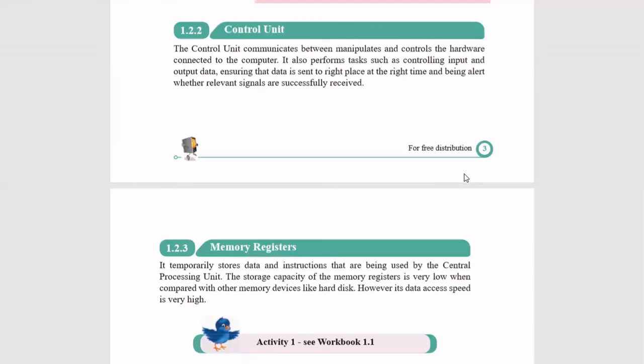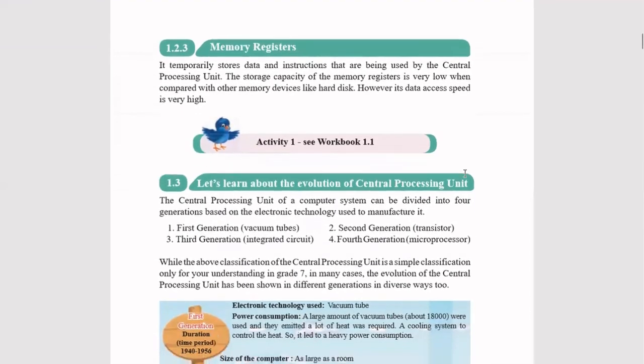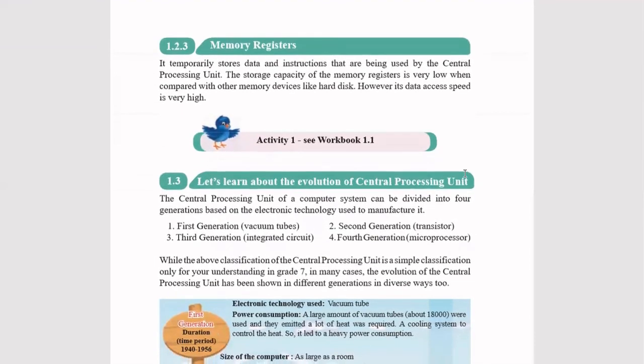So the last thing is the memory registers, right? Memory registers temporarily store the data and instructions that are being used by the central processing unit, right? So this is like a storage, right? The capacity of the memory registers is very low. That means if you consider hard disks and other portable storage devices like pen drives, CDs, DVDs, and those things, the memory capacity is very low.